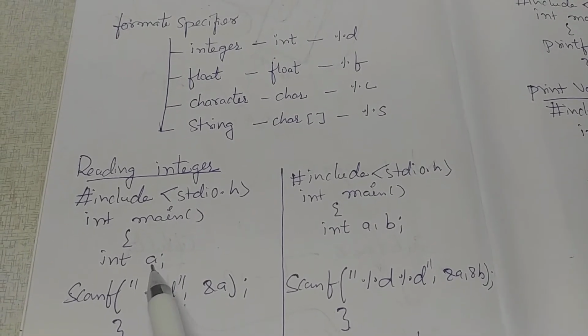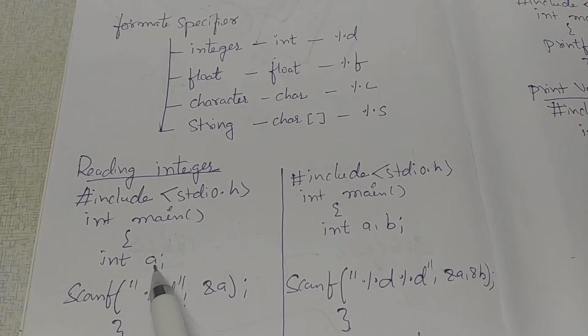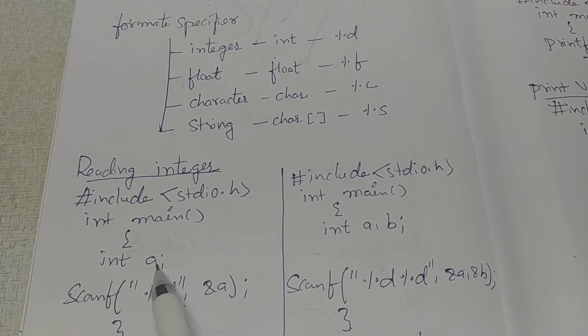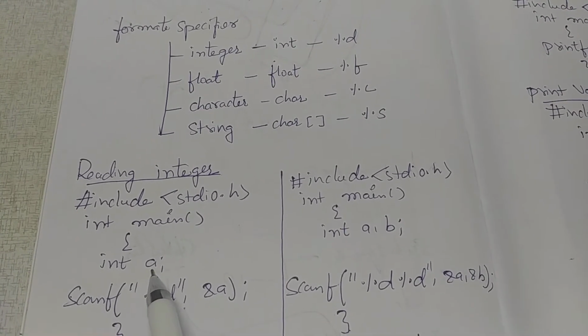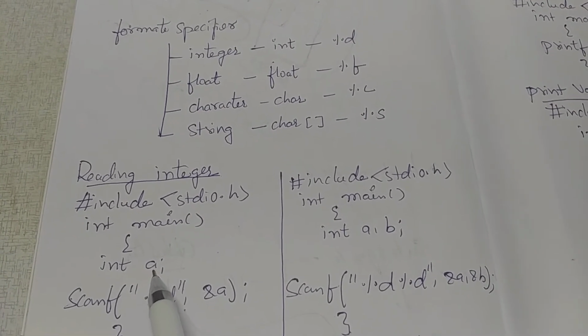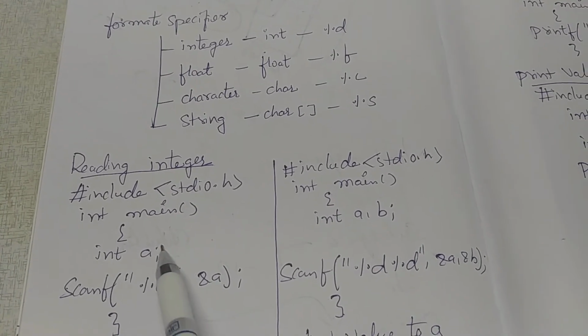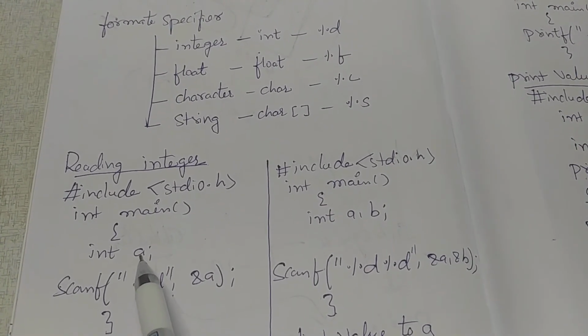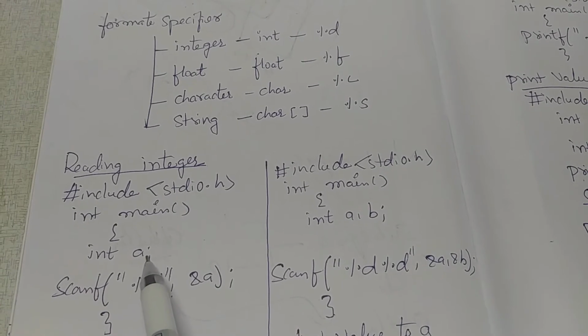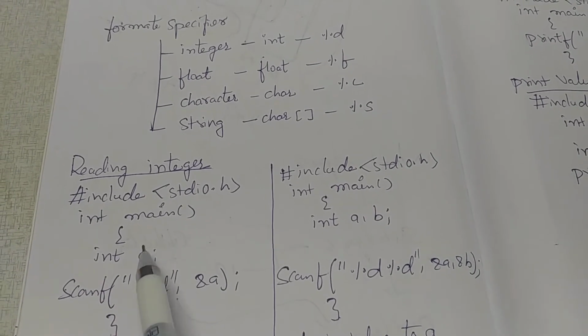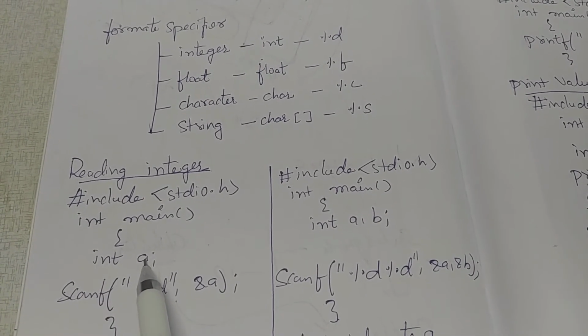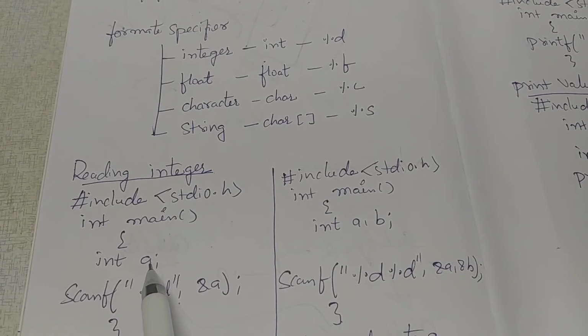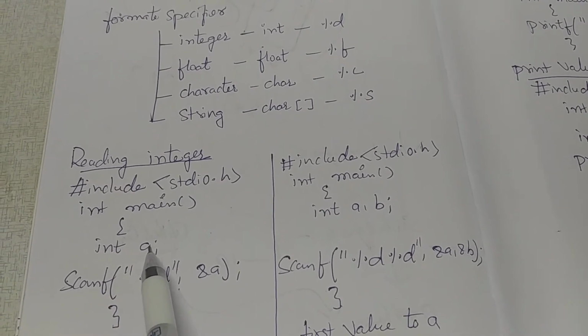And a is a user defined variable. You can write any variable here. So if I write a, it doesn't mean you also have to use a. You can write any alphabet here. But the condition is your variable name should start with an alphabet only. Since we have declared a here, we have to use this a in our C program.